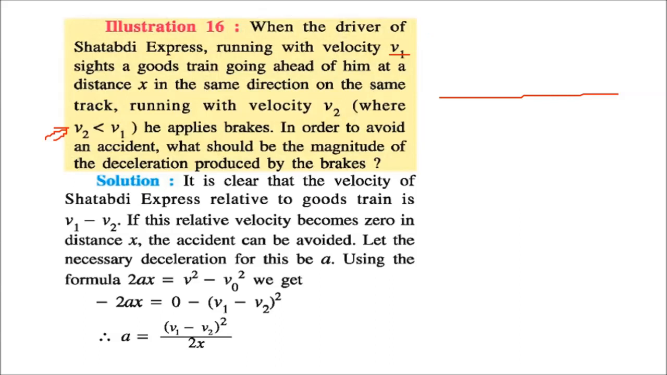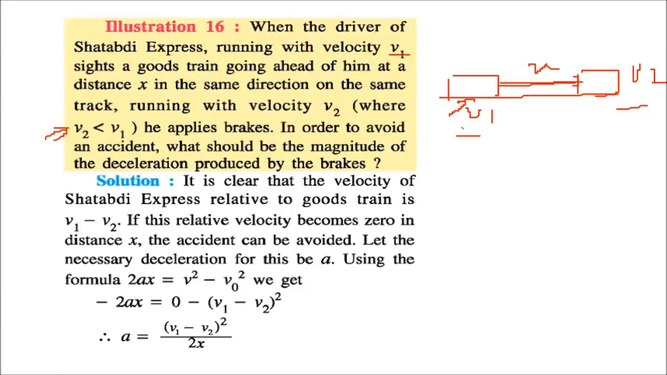When a driver of Shatabdi Express, say this one, running with velocity V1, sights a goods train ahead of him at a distance say x on the same track. This is running with V2. But the velocity V1 is greater than V2, so if V1 doesn't stop, it is going to end with some mishap. So in order to avoid the accident, the Shatabdi driver has to apply certain brake. So what is the magnitude of this deceleration?